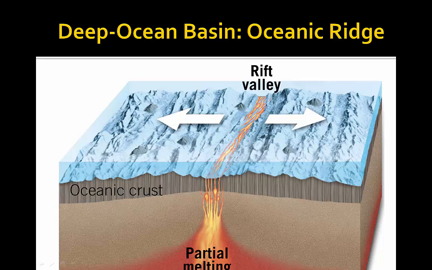Oceanic ridges are the third region in the deep ocean, and they are broad regions of raised, rugged seafloor. A rift valley lies in the middle of ocean ridges, and that's where all the action is happening. Rocks there are being pulled apart, forming normal faults that allow for the upflow of molten material.